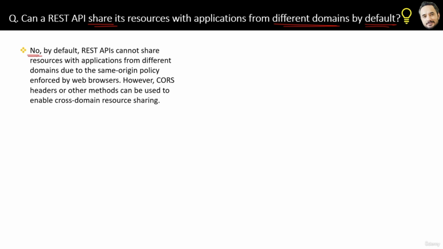By default, a REST API cannot share resources with applications from a different domain due to the same-origin policy enforced by the web browser. Okay, that policy name is CORS. However, CORS headers or methods can be used, because without them the browser will block the different domain access. But yes, you can allow them by doing some coding and using the CORS middleware in your REST API. Okay.